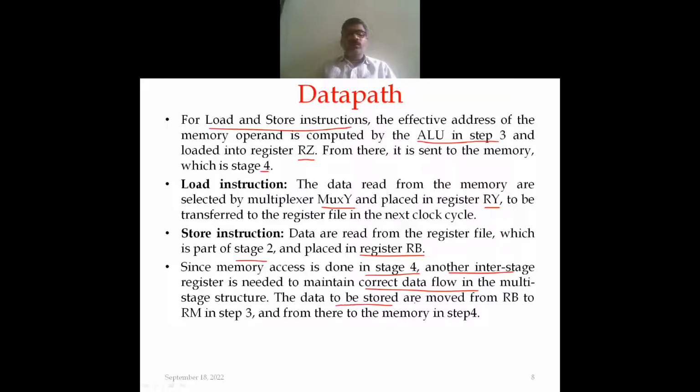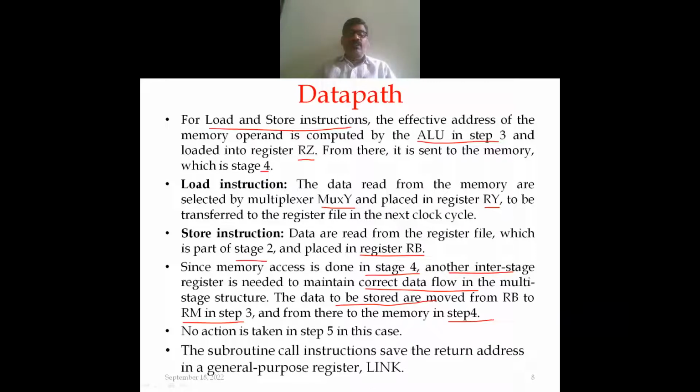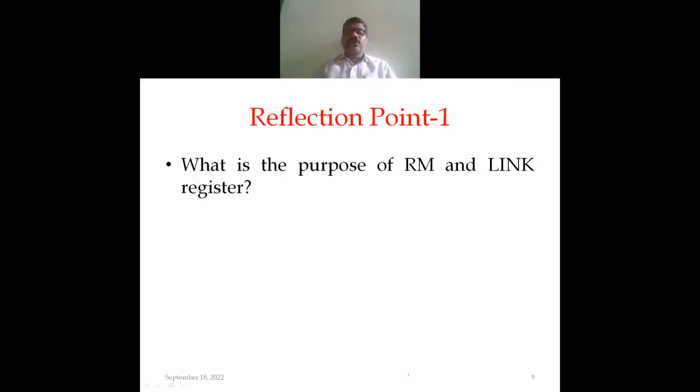So the data to be stored are moved from RB to RM in step 3 and from there to the memory in step 4. So that is the difference we can observe between the load instruction and the store instruction. No action is taken in step 5 when we are going for the store instruction. Whenever you take subroutine call instructions, that is nothing but function calls, it will require saving the return address in a general purpose register that is generally called a link register. We are using that.